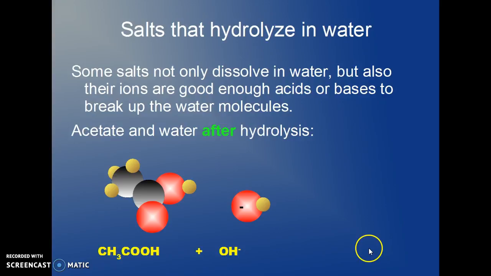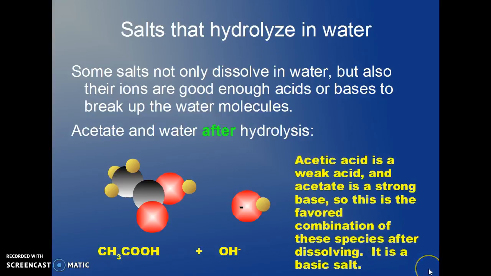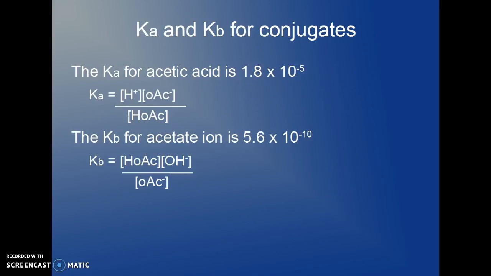You can write that down as a chemical equation. Acetic acid is a weak acid, and acetate, its Bronsted-Lowry base, is a strong base, the conjugate base. So this is a favored situation, the acetate turning into the acetic acid, leaving behind the hydroxide. That means that adding acetate ion to water will raise the pH because it leaves behind hydroxide ions. It's a basic salt.